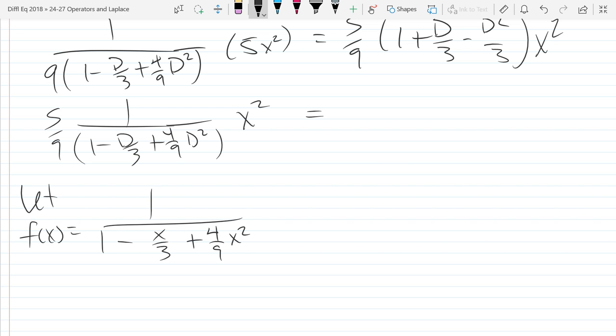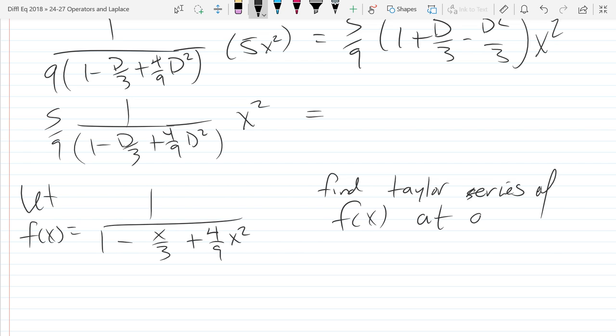So I'm going to let f of x equal this right here, and I think we want the series expansion of f at 0. Find the Taylor series. And we're only going to go to the degree 2 terms. So we need the degree 0, the degree 1, and the degree 2 term.